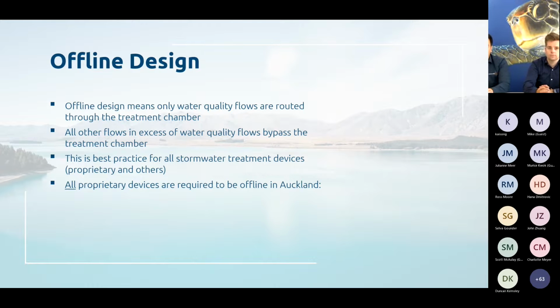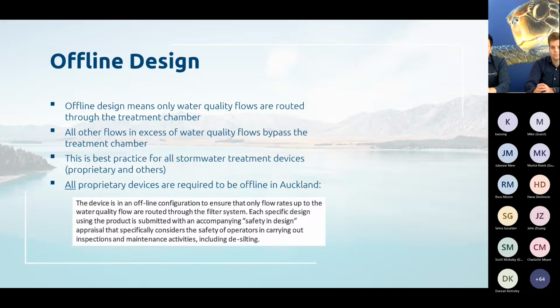So the definition of an offline design is really to only have the water quality flow going through the treatment system, and we have the higher peak flows up to the 10 or the 100 years bypassing around the system. And this is really the best practice for all stormwater treatment devices, whether it's proprietary or a conventional treatment system. And some councils, especially in Auckland, now require all proprietary devices to be offline. And some other councils have started to follow suit as well.